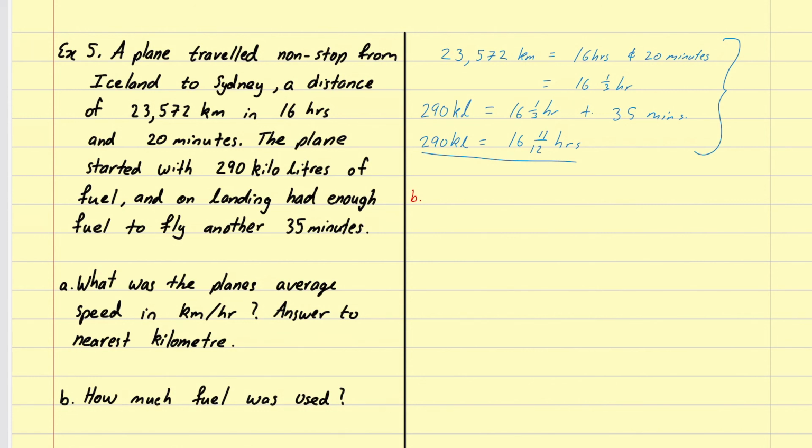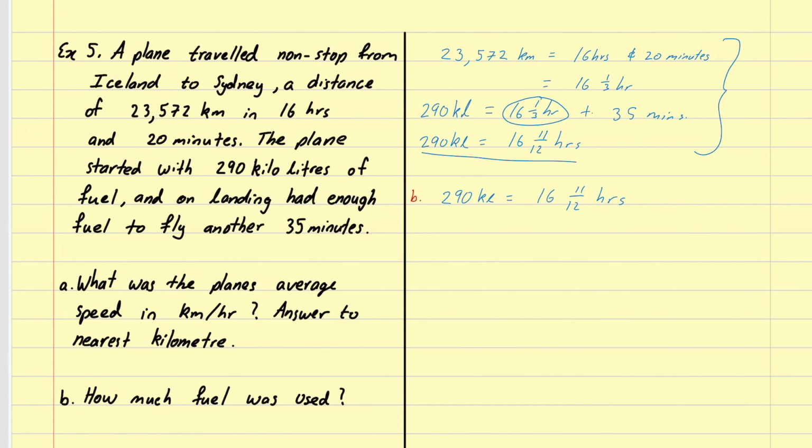Now, that's the whole thing, but I don't want the whole thing. I only want to know how much fuel I used, and the time it took for me to use that amount of fuel is going to be 16 and a third hours. So that's what I need to get to. Just to write it down again, 290 kiloliters is equal to 16 and 11/12 hours. Now remember, I need to get to 16 and a third hours because that's how long I traveled for, therefore that must be how much fuel I used. So another application of the unitary method.